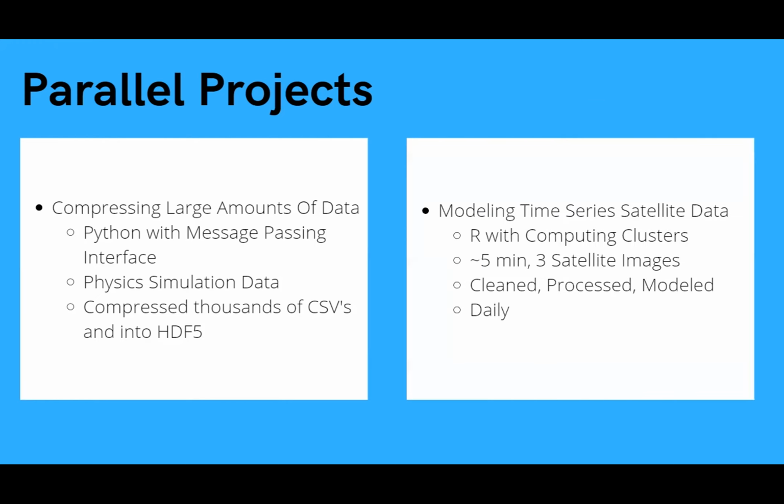The next project I did that involved parallel processing was modeling time series satellite data. I was working with an environmental science lab, and we were using R, and we had distributed computing clusters. We had a bunch of worker computers that we could get access to and divvy up tasks. My job was to automate and model this daily time series model. The satellite collects 3 images every 5 minutes, so that's around 80 images a day, which was around 32 gigabytes of data to process.